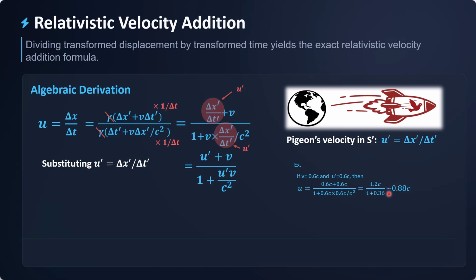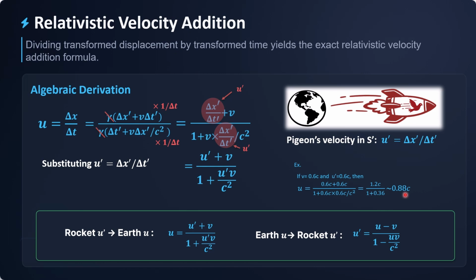Aha! It does not exceed the speed of light c. No matter how fast you add velocities, light speed remains the unbeatable maximum speed limit in our universe. One last super important check for your exam. In your formula booklet, you may see the equation to calculate u prime from u, not u from u prime. Like u prime equals u minus v, all over 1 minus u times v over c squared.